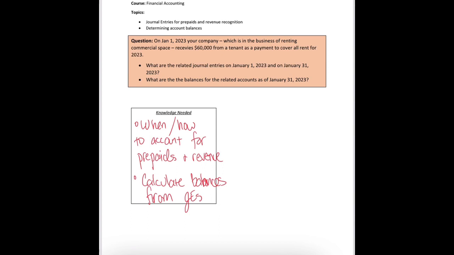Okay, so those are the two core pieces of knowledge someone would need to answer this question. You need to have a good understanding of, hey, when and how do I account for prepaids? How do I even identify that? And the same thing for revenue. When and how do I identify what the situation is when it comes to revenue and how do I account for that? Second thing that you'll need to know is how to calculate balances from journal entries.